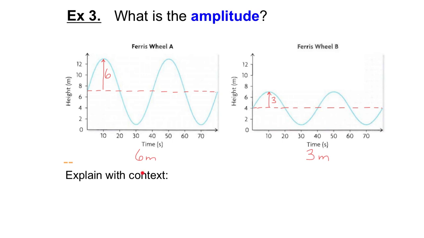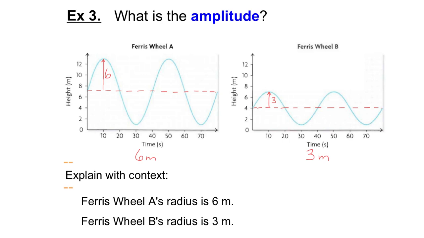But what does that mean? How can we use that to explain the context of the Ferris wheel? Well, this is just talking about the radius of the wheel. From the axle of the wheel to its highest point, it's 6 meters up. So that's the radius of the wheel. So the first Ferris wheel has a radius of 6 meters, and the second Ferris wheel has a radius of 3 meters. So again, we're relating what the amplitude means in relation to a Ferris wheel.